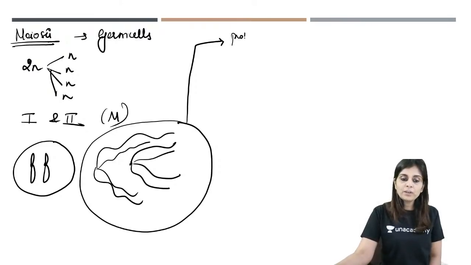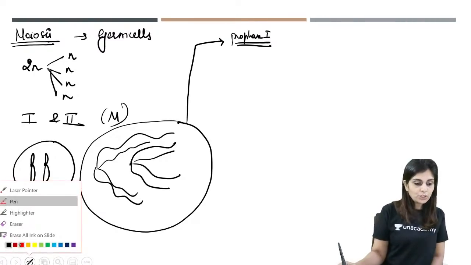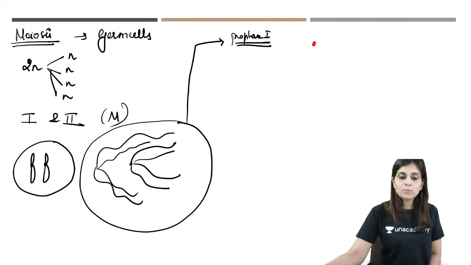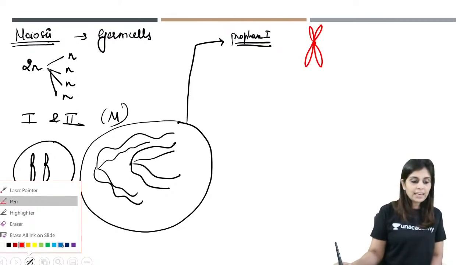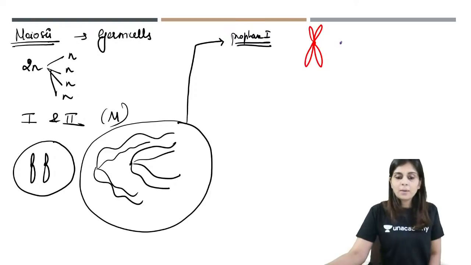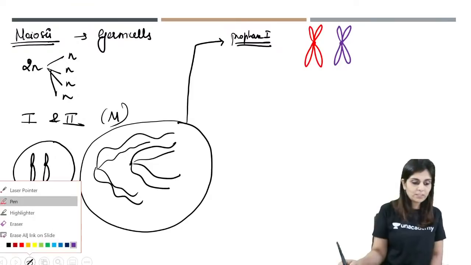So in prophase 1 of meiosis 1, what did I tell you always happens? Condensation of chromosome. Let me show you again, maternal chromosome as red color. After condensation, this is how the chromosome would look, like a letter X. And the second event that happens in prophase 1 is pairing of homologous chromosomes.